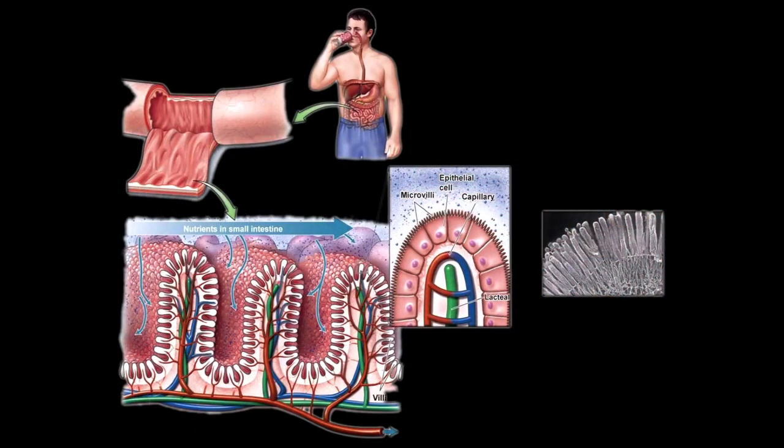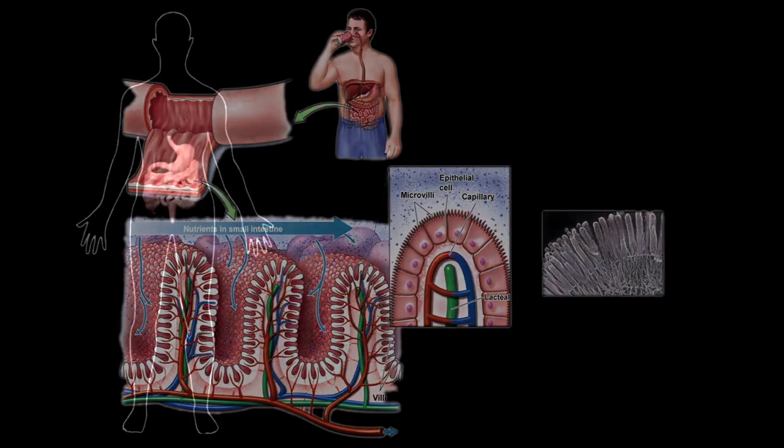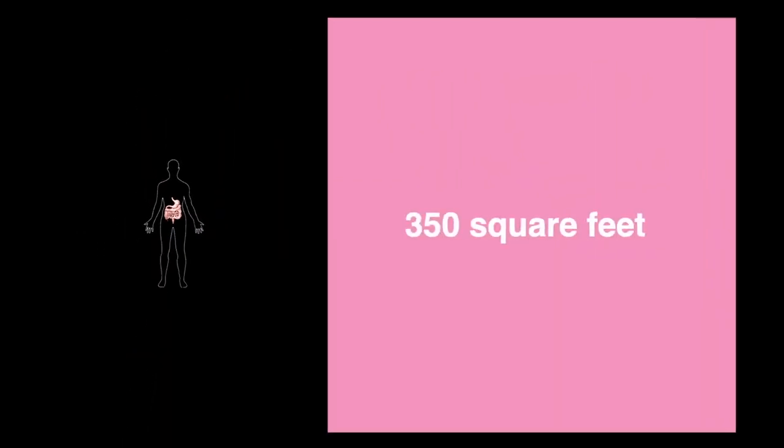The inside walls of the intestines themselves are folded, and then those folds are folded further into a velvety surface. These are called villi. The villi themselves are also folded and covered in microvilli. If you could measure the total area of our intestines, the area needed to absorb the necessary nutrition, it would be about 350 square feet, or the size of a studio apartment.